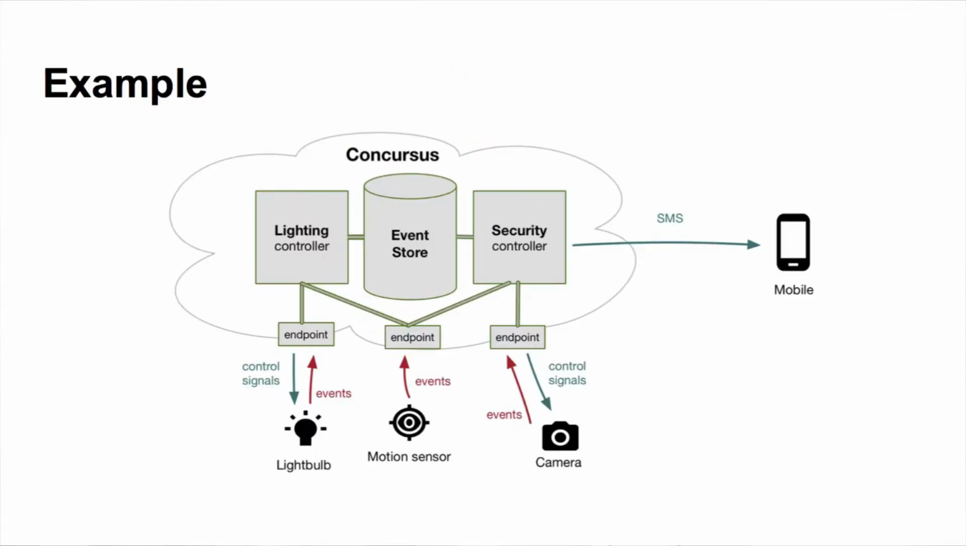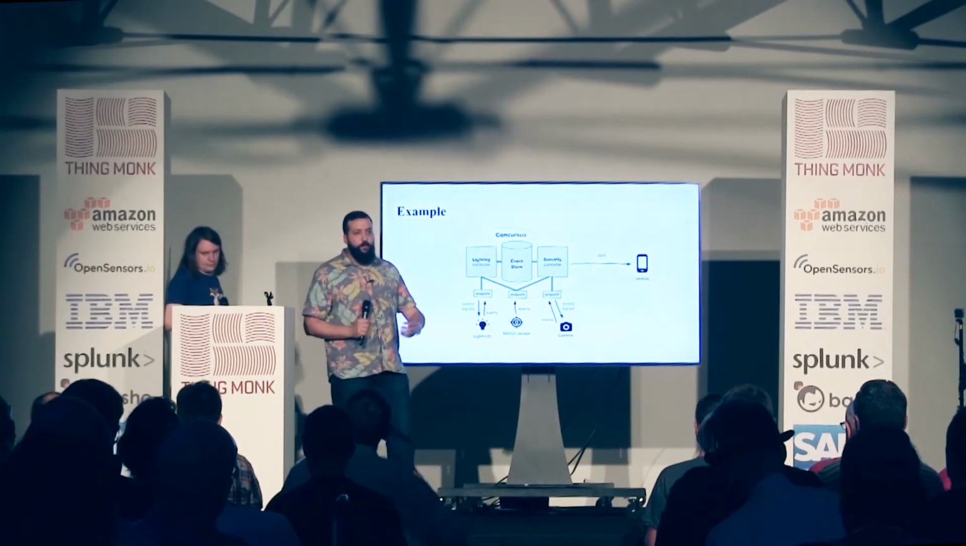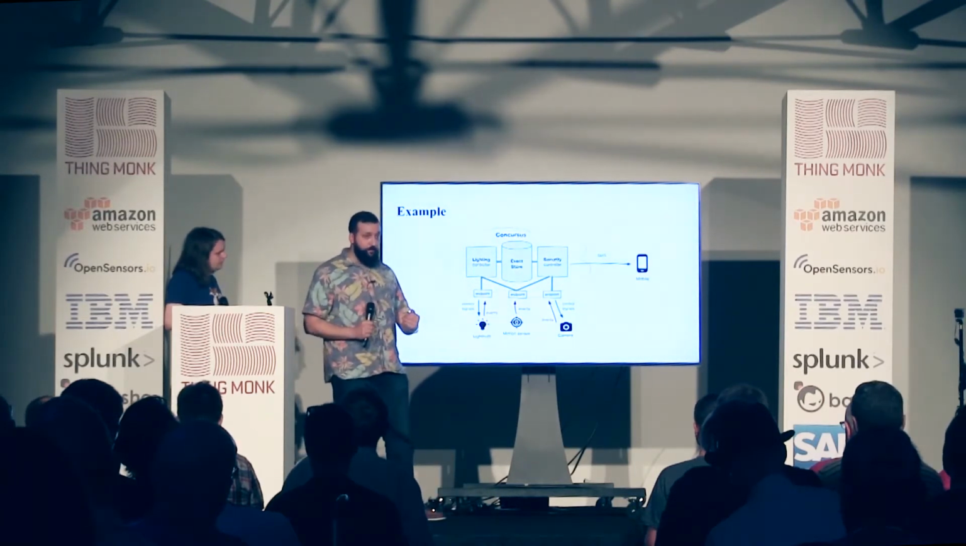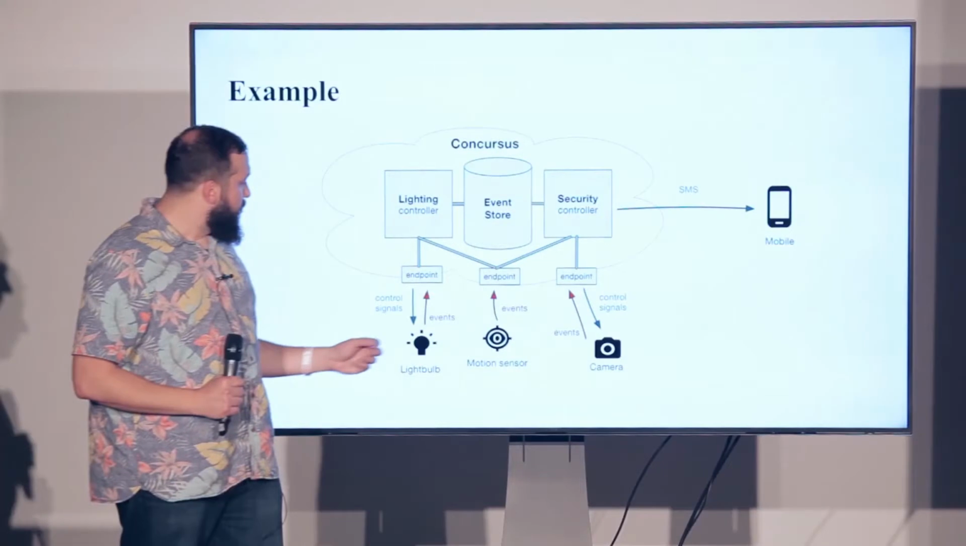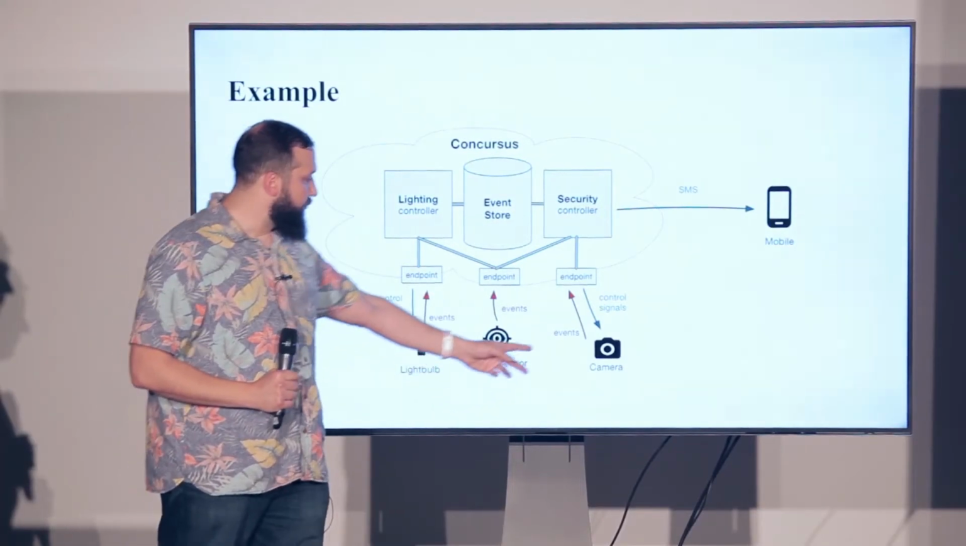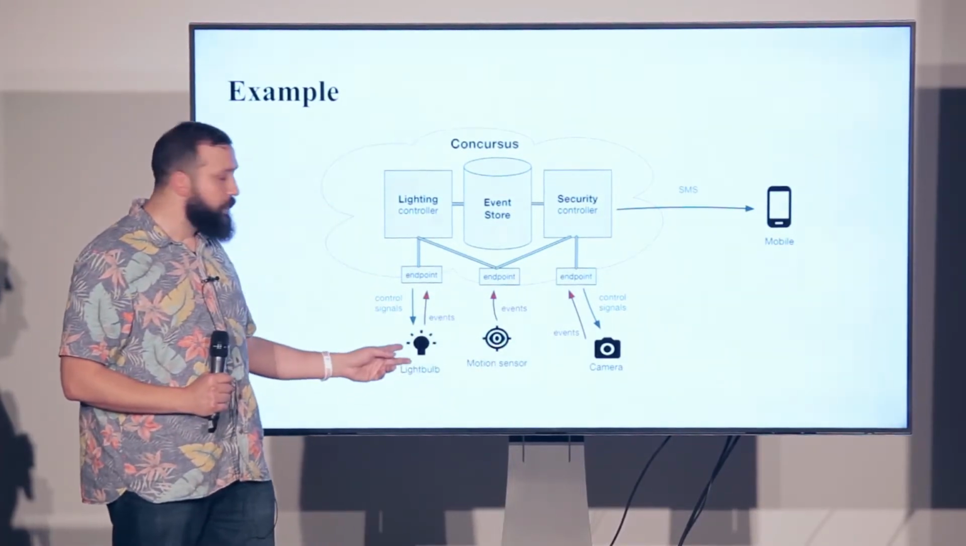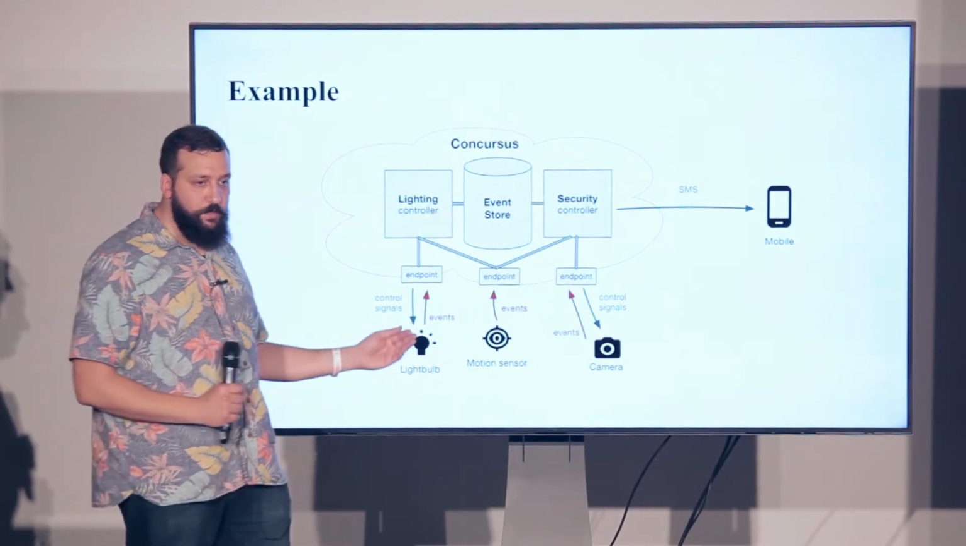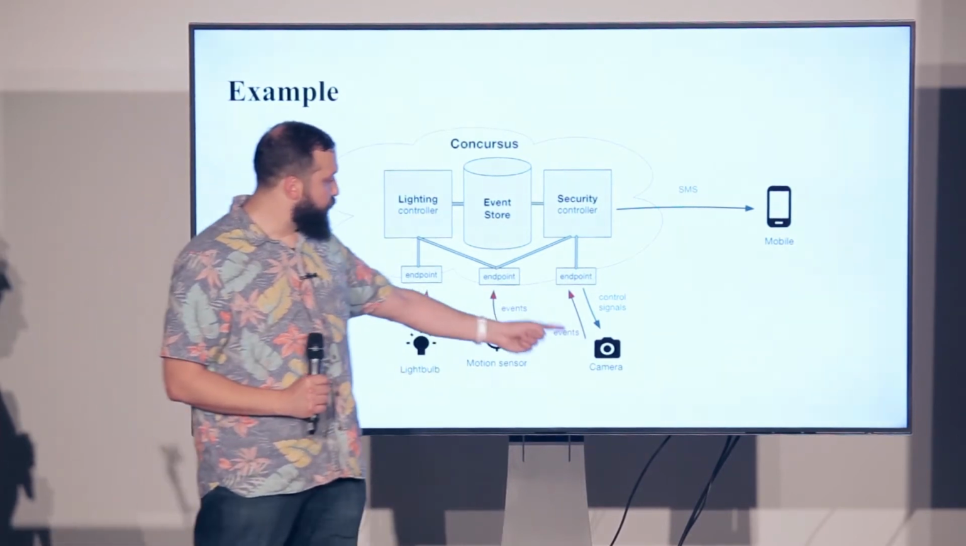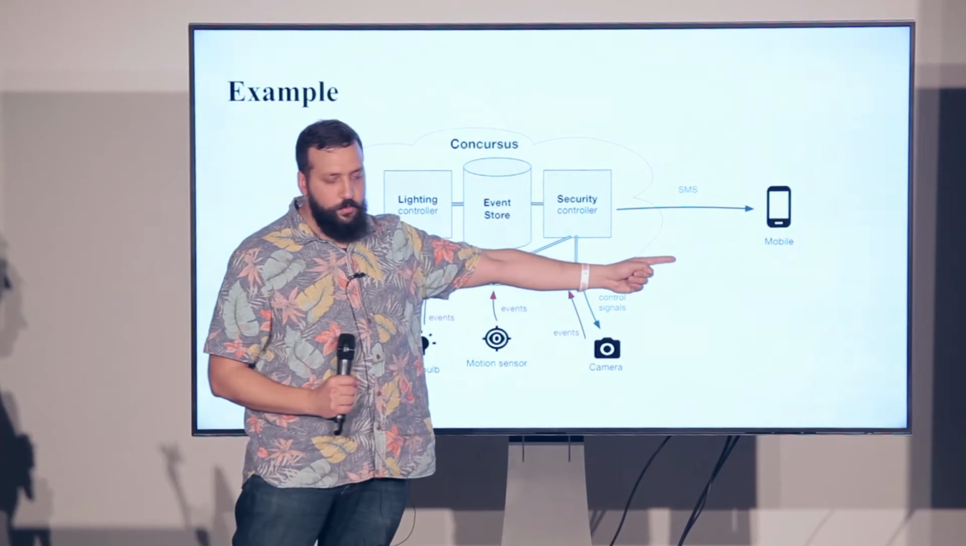This is a very simple Concursus system. Basically, you have the event store. There are a number of supporting Concursus services, but then you have two services here, and you have a number of devices. So you have a light bulb that obviously might receive commands and also might send some telemetry information. And you have a motion sensor and a camera. And the motion sensor might trigger the light bulb when people go into a room, or might trigger some security alert and switch the camera on and then send a message through your mobile.